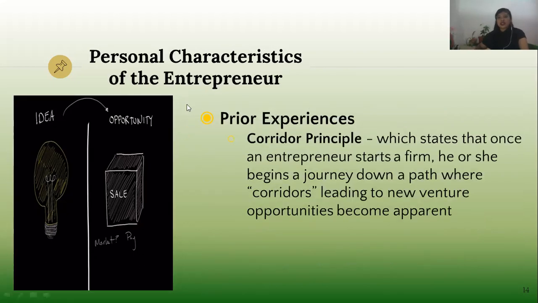What are the personal characteristics of entrepreneurs? Prior to experiences, there is what we call the corridor principle, which states that once an entrepreneur starts a firm, he or she begins a journey down a path where corridors leading to new venture opportunities become apparent. So there is a sort of direction in this kind of personal characteristic, what we call the corridor principle. There is a path that is being followed. Okay.